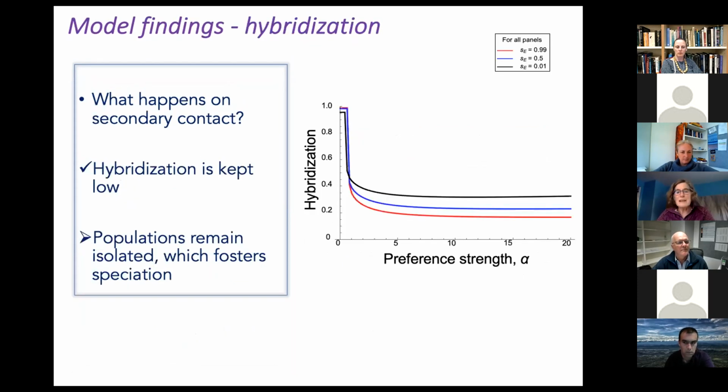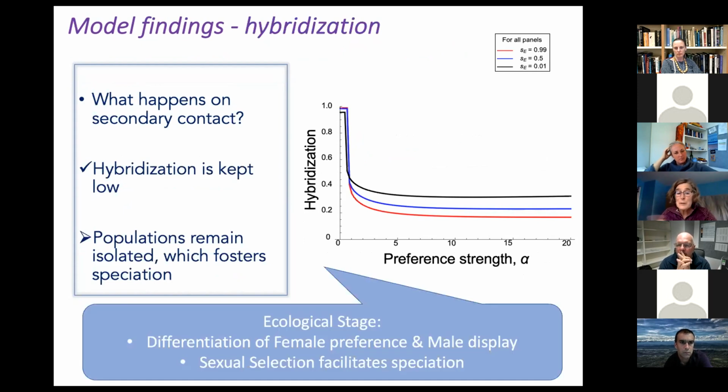And the most important finding is on this slide, which is what happens with hybridization. And we find that in fact, hybridization remains quite low across most preference strengths, suggesting that reproductive isolation between these populations is actually maintained, and that would facilitate the speciation process. So the ecological stage mechanism, I think, is shown to be able to explain not only differentiation of female preference and male display, but also one of the ways that sexual selection might facilitate the process of speciation.